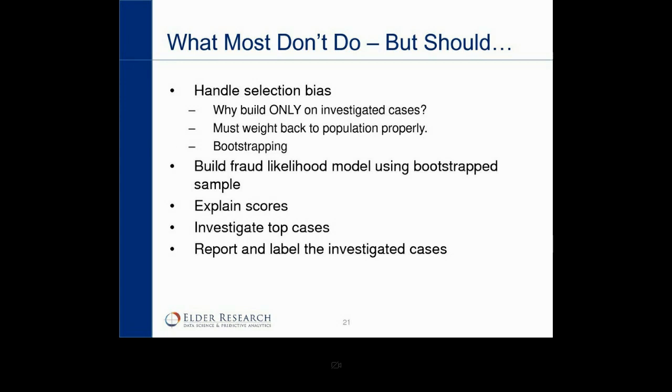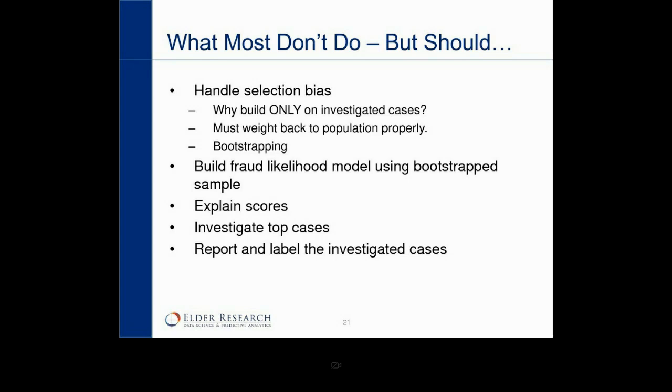So, most fraud models do these things. Most fraud models tend to be that first case of a simple supervised model on the cases that were investigated. But they should handle the selection bias so that they can be applied and help direct all of the cases that should be investigated. You don't want to build only on investigated cases, and so we must weight back. That's an important word. Weight back to the whole population properly.